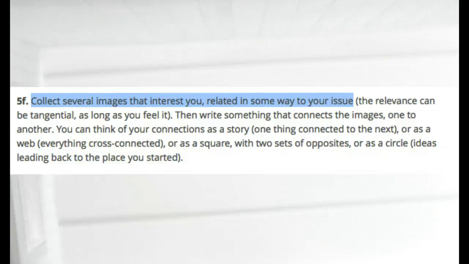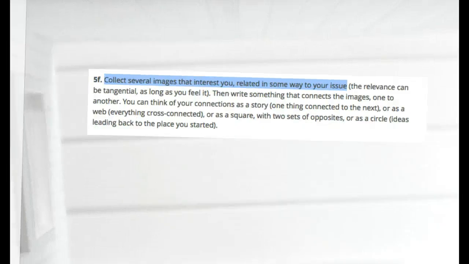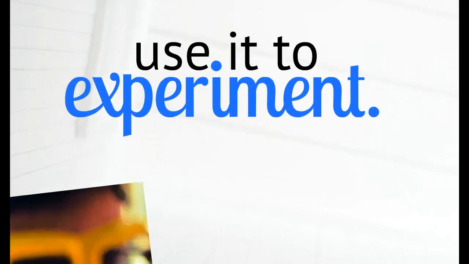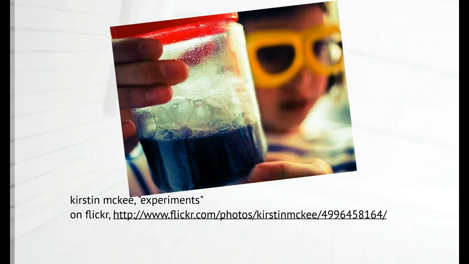If you collected several images that are related to your topic and then did a little writing about what connects them, that might help you discover some things about your assignment that you haven't thought of when you first looked at it, maybe a better approach. We hope that you'll use the notebook to experiment in the course.